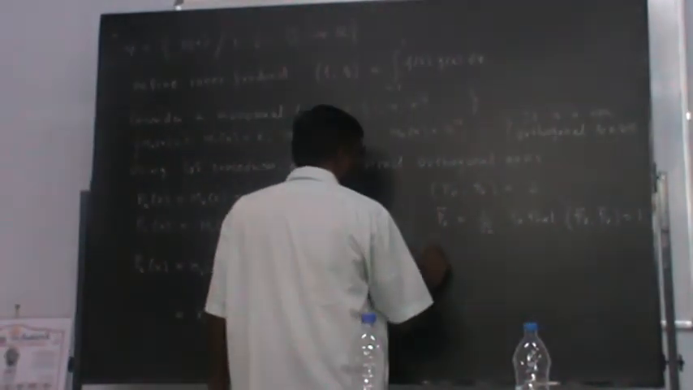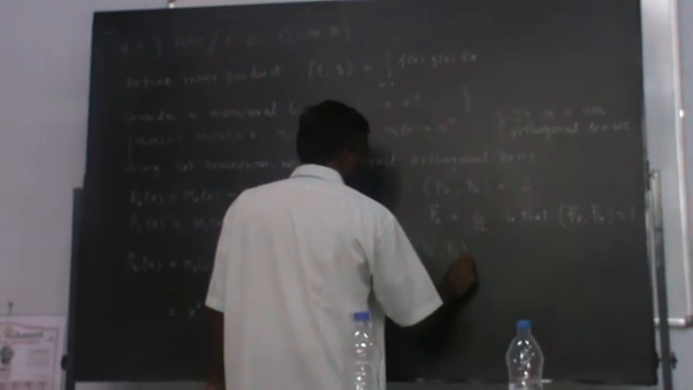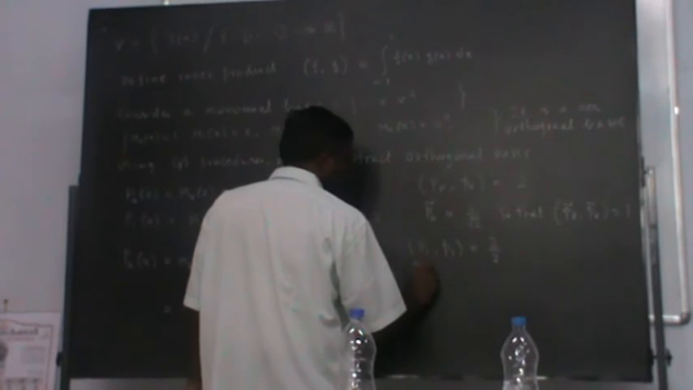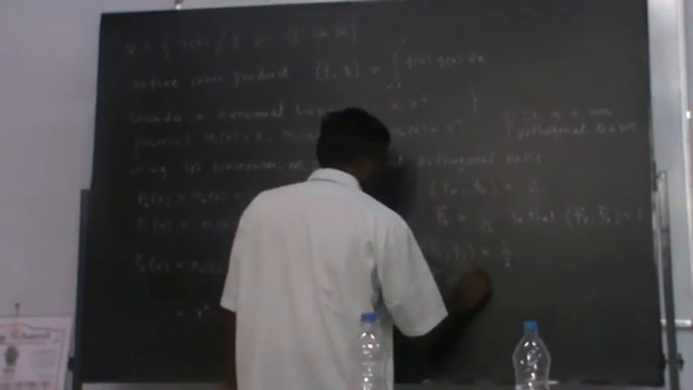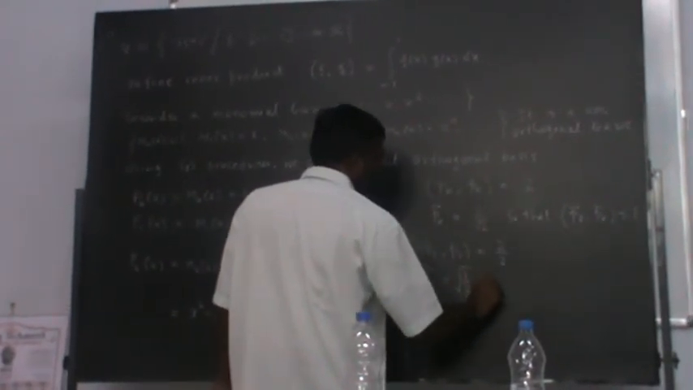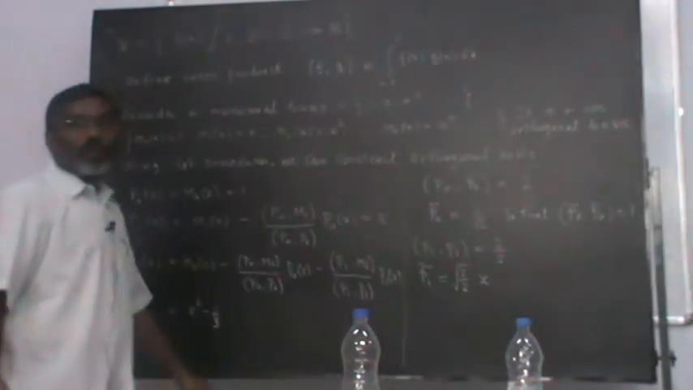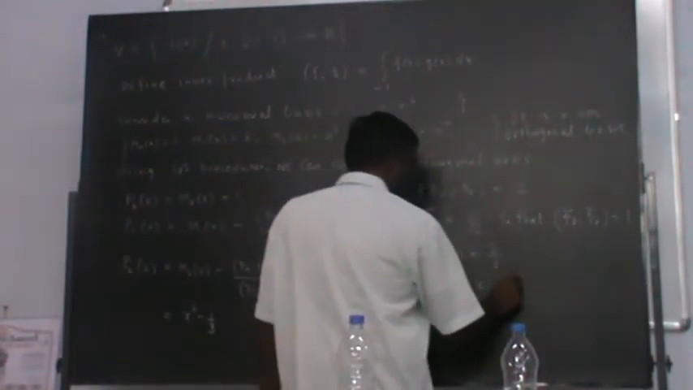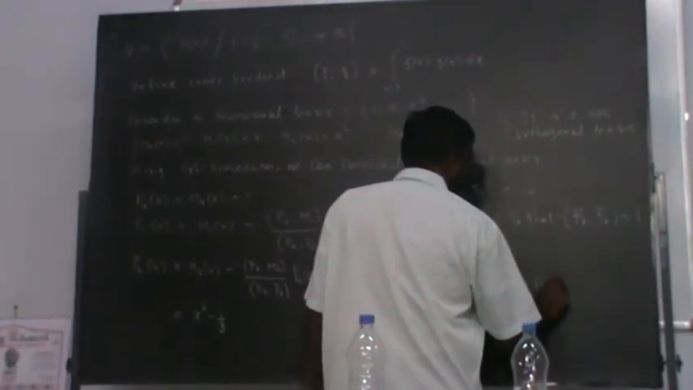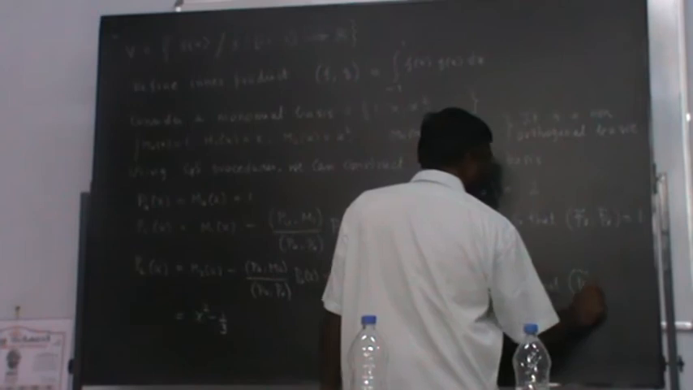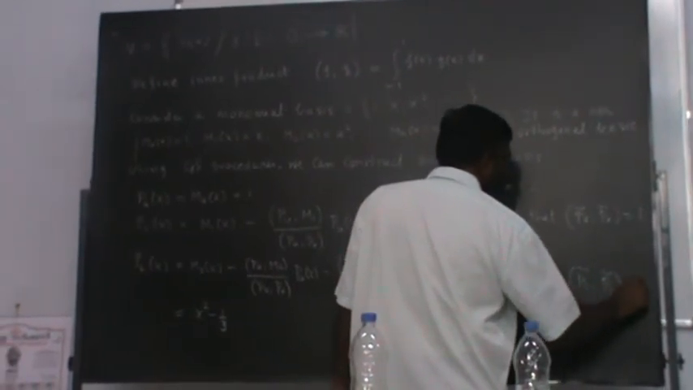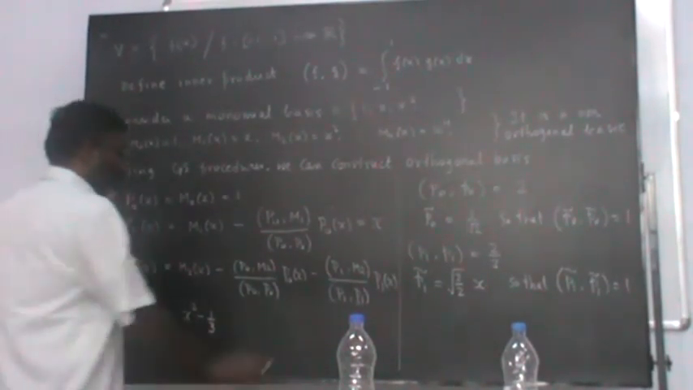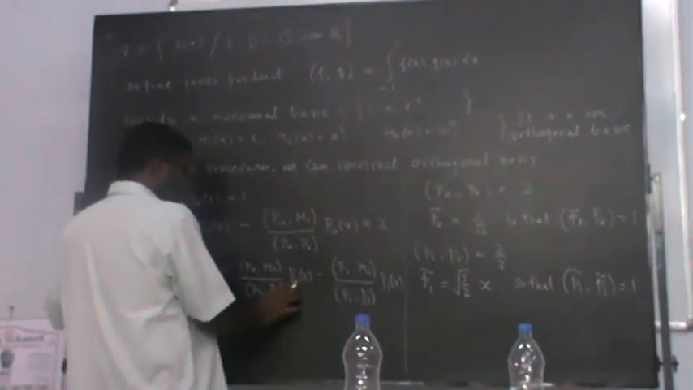Now I have P1, as we have seen, is equal to 2 by 3. So P1 tilde is equal to square root of 3 by 2 into x. So that P1 tilde is also equal to 1. Here, this does not contribute anything, but this contributes.